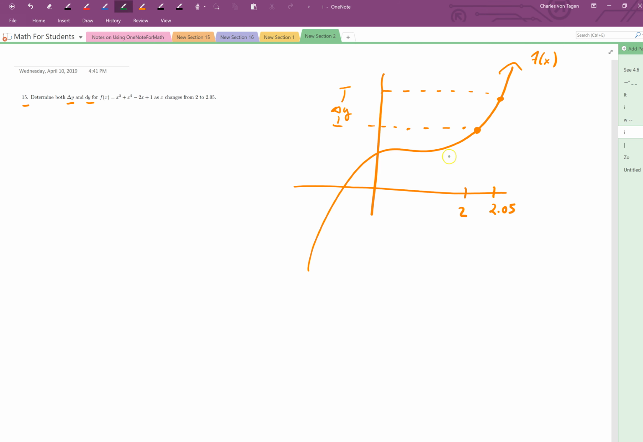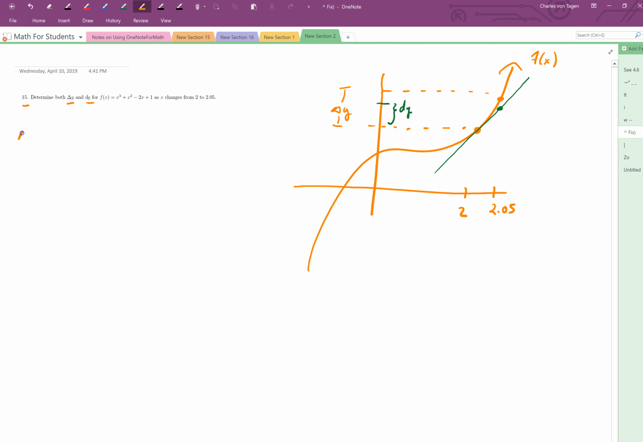So if I came along and at 2 I made a tangent line, then when I plug 2.05 into the tangent line, this value right here would give me differential y. And notice that the closer the 2.05 is to the anchor point of 2, the closer differential y will be to delta y, provided this is a well-behaved function. So that's the picture that's going along with this problem, and that might help guide you through it.